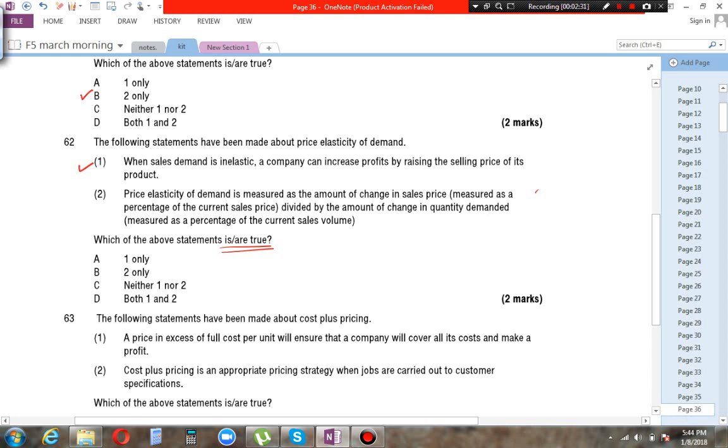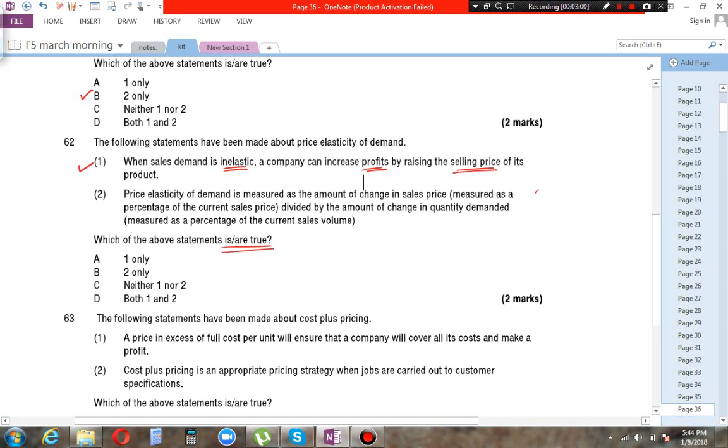It says when the sales demand is inelastic. Inelastic basically means that a change in price is not going to affect the demand. A company can increase profit by raising the selling price of its product. So if it is not going to affect the quantity, you are not going to lose revenue, and the profit will increase, right? So this statement is true.